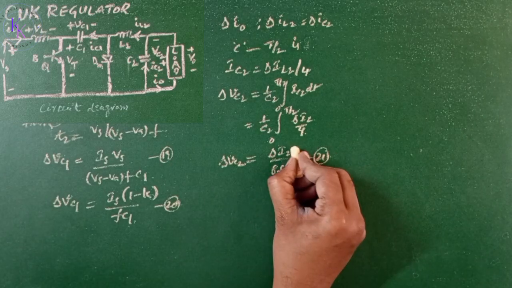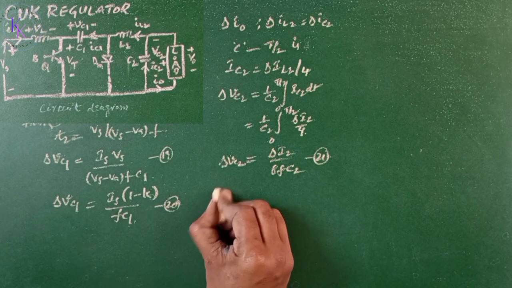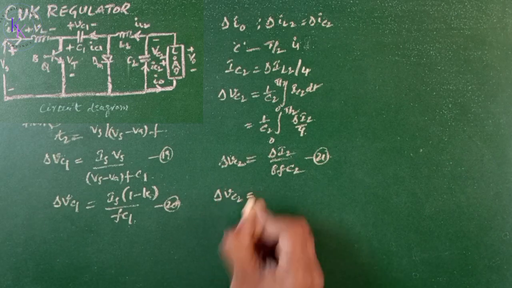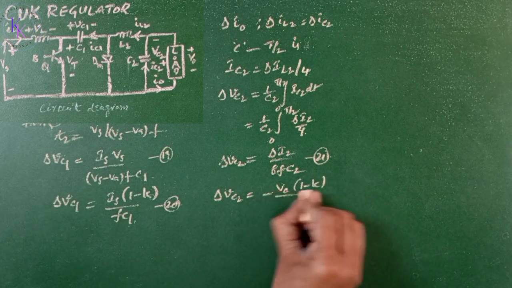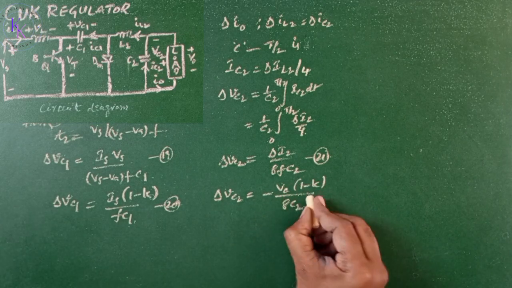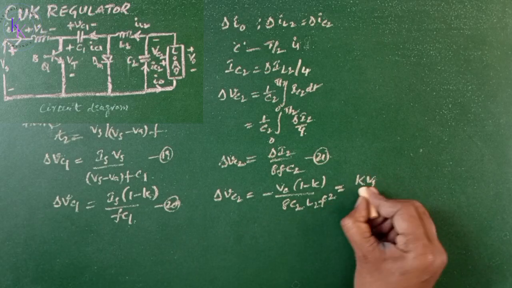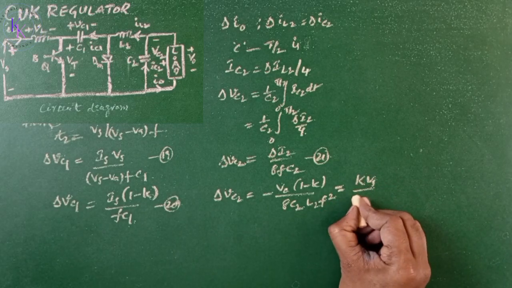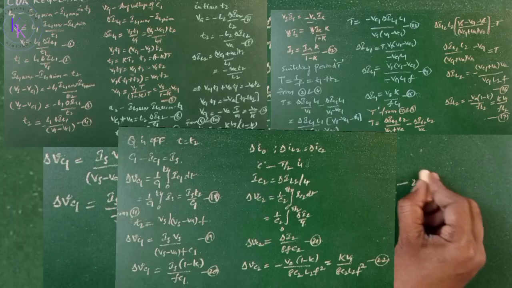Now, if you substitute the value of delta I2 from equation number 17, then you are going to get delta Vc2 equals minus Va 1 minus K divided by 8 C2 L2 F squared. That equals K Vs, in terms of input voltage, divided by 8 C2 L2 F squared. That is equation number 22.